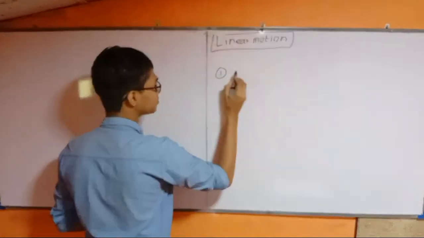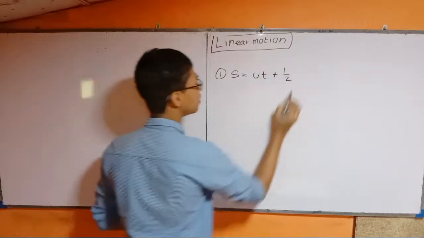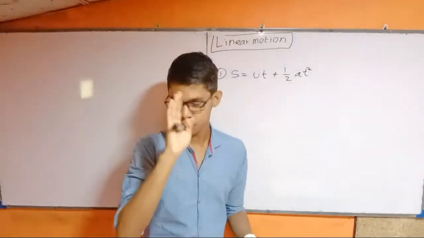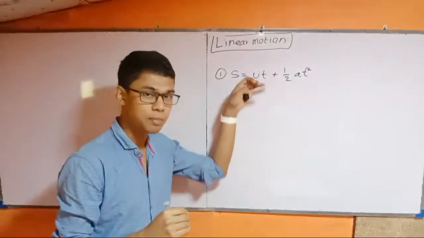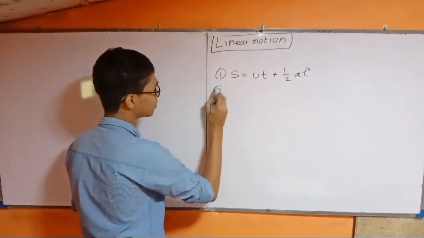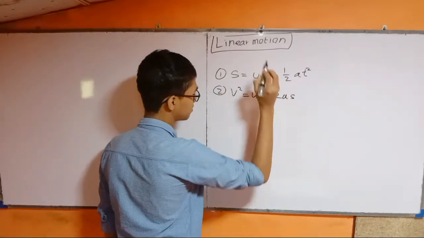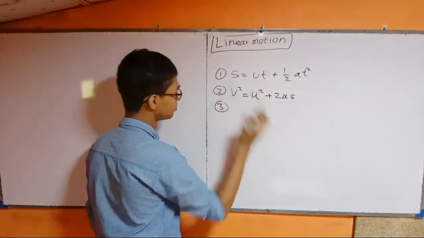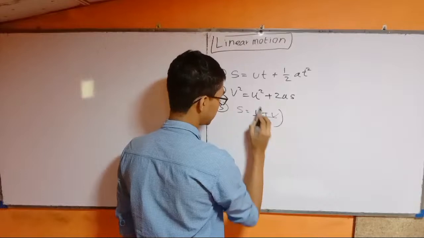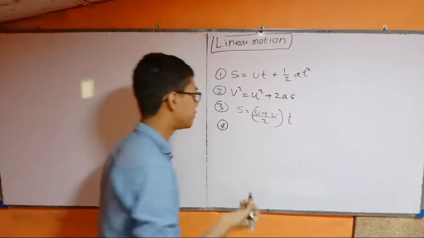The first equation is s equal to ut plus half at square. Take your theory books out, okay? I'm not doing full revision. I'm just telling you the brief summary of every topic and how to solve questions. Then second one, v square is equal to u square plus 2as. Then third one, s is equal to (u plus v) over 2 into t. Then next one, s equal to vt minus half at square. Then v equal u plus at.